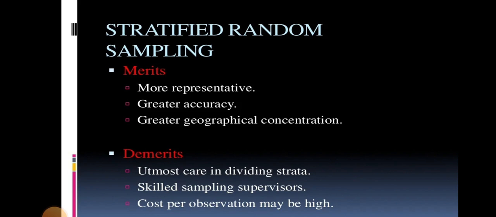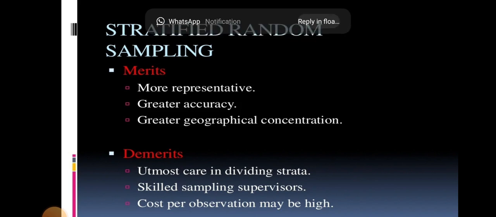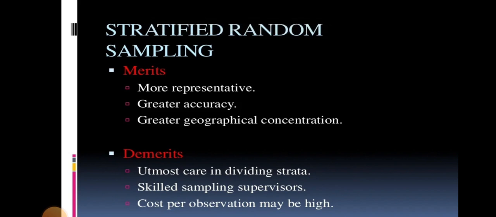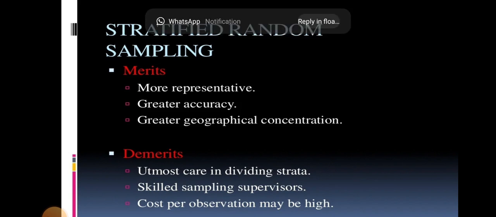So what are the demerits of this method? Utmost care is needed in dividing the strata. Skilled sampling supervisors are important, and if they are not available, and if we don't have that many sampling supervisors, it will be very difficult for us to categorize the samples into various strata. Cost per observation may also be high.